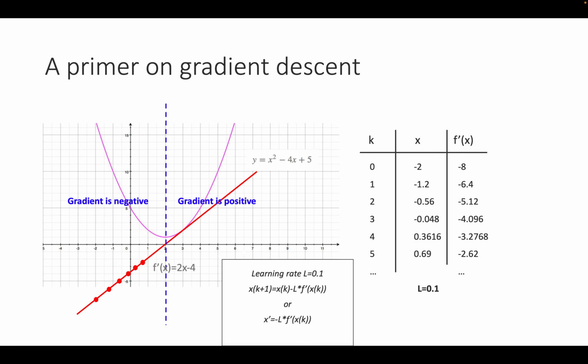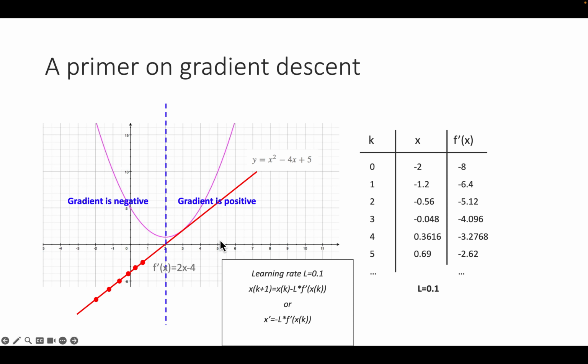Now let's do this for a couple of numbers, and here I have a table where k is the time step of my iteration, or the iteration number, x is the value that I'm choosing to test for my minimum, and f'(x) is the value of the derivative at this point. So when I take the value minus 2, the derivative is 2x minus 4, so the derivative is minus 8. I then move further to the right until I converge with the minimum.